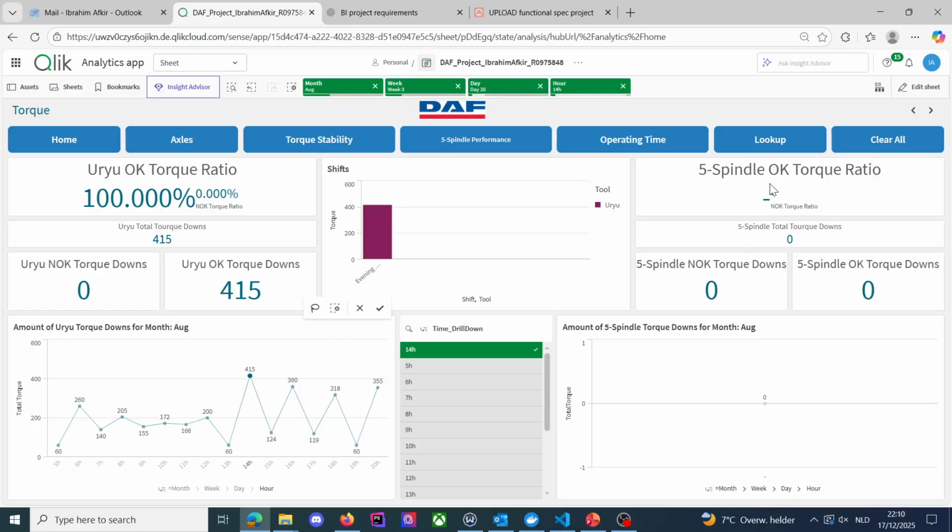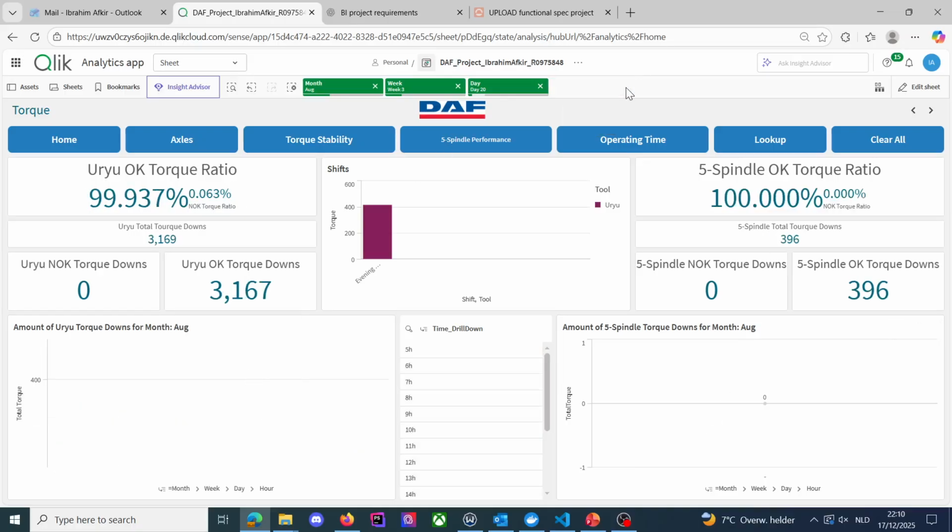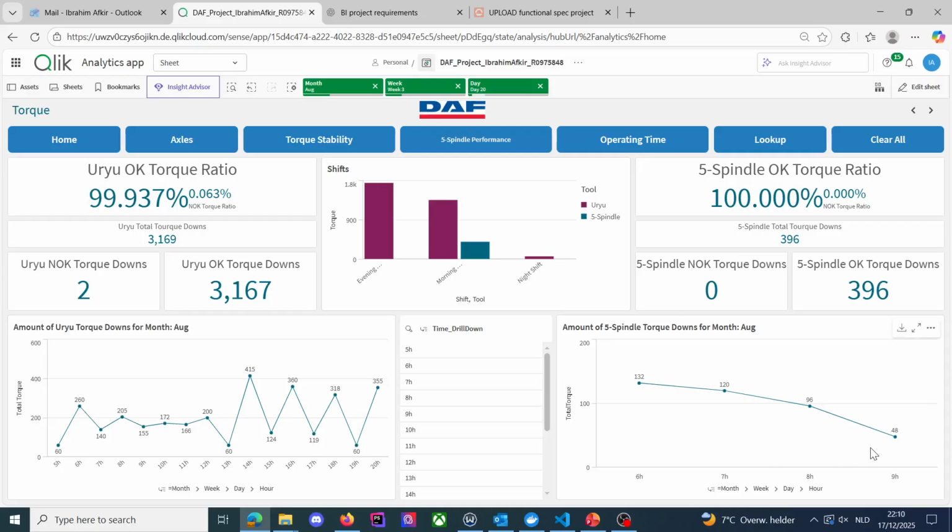This hour, the spindle was not working, that's why we have no data for it right now. They worked only the morning shift, and this one, it's not even the morning, it's like 4 hours.